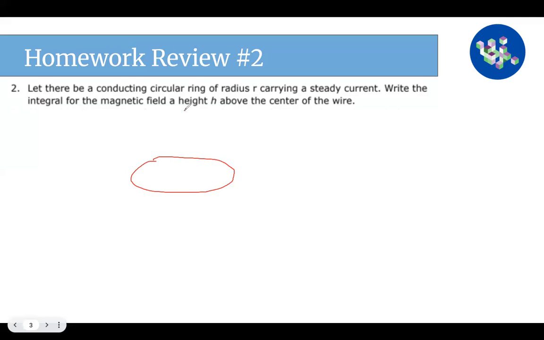And then I look at the magnetic field at this point over here, and it's a height h above the center of the wire. So that will be height h. Okay, and I also know that the circular ring has a radius of r. Now I want to find the magnetic field at height h above the center of the wire. Okay, so remember that we had the Biot-Savart law.